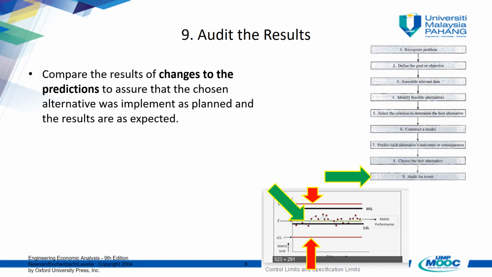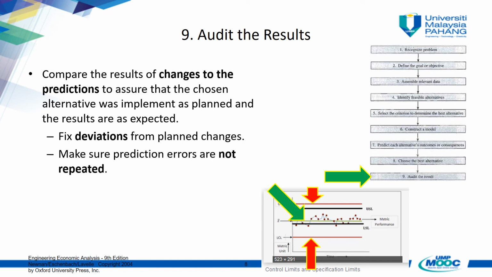We try to compare the results of changes to the prediction to ensure that the chosen alternative was implemented as planned and the results are as expected. We want to know how much is the deviation from the planned changes. For example, this was shown by upper control limits and lower control limits in the graph that we try to use to control the limits of our specification there.